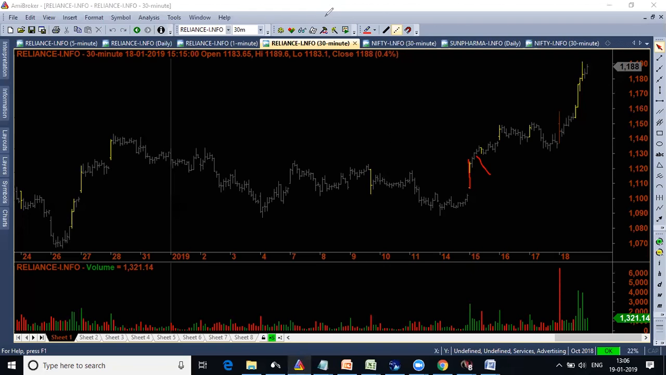So any doubts on this? Otherwise, I have a doubt. Yeah. So as an intraday player, where can I enter, sir, if this is the strategy?